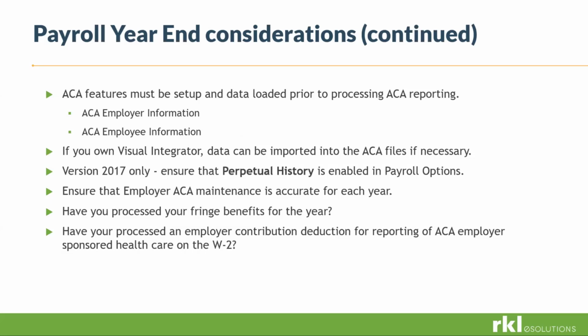For version 2017, you want to again make sure that perpetual history is checked in your payroll options. You need to make sure that the employer ACA maintenance has been updated for each year, that your fringe benefits have been processed, and that you have an employer contribution deduction for the reporting of your sponsored health care.